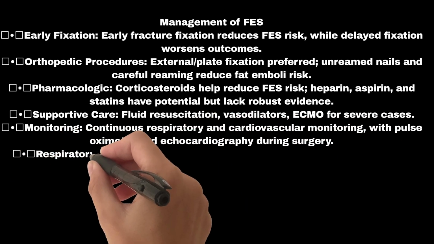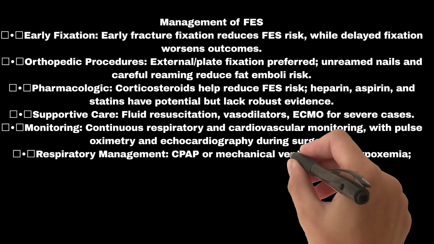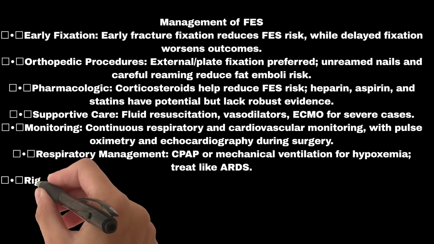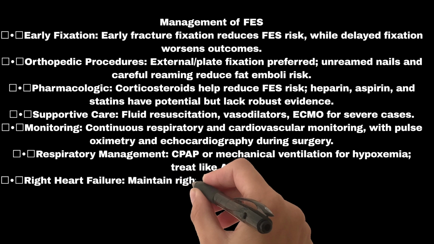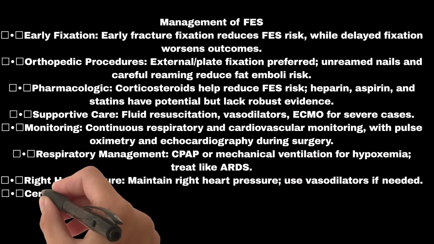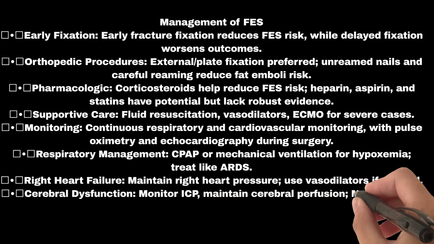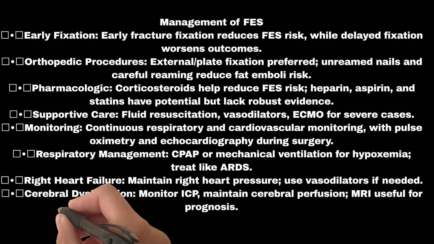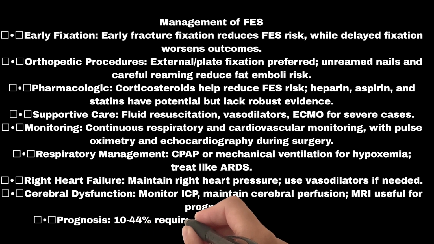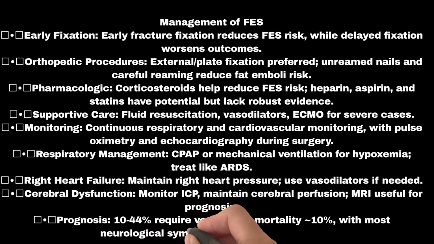Respiratory management. CPAP or mechanical ventilation for hypoxemia, treat like ARDS. Right heart failure. Maintain right heart pressure, use vasodilators if needed. Cerebral dysfunction. Monitor ICP, maintain cerebral perfusion, MRI useful for prognosis. Prognosis. 10 to 44% require ventilation, mortality approximately 10%, with most neurological symptoms resolving favorably.